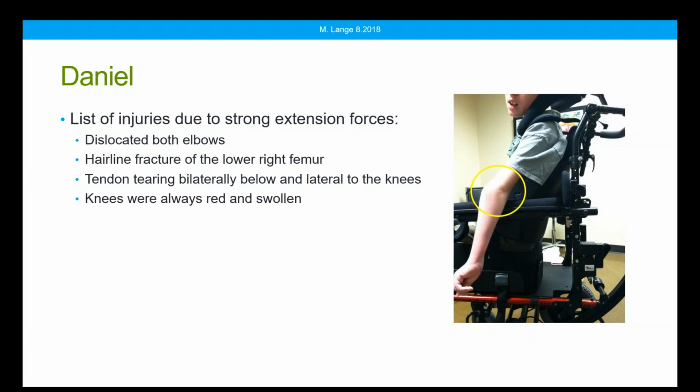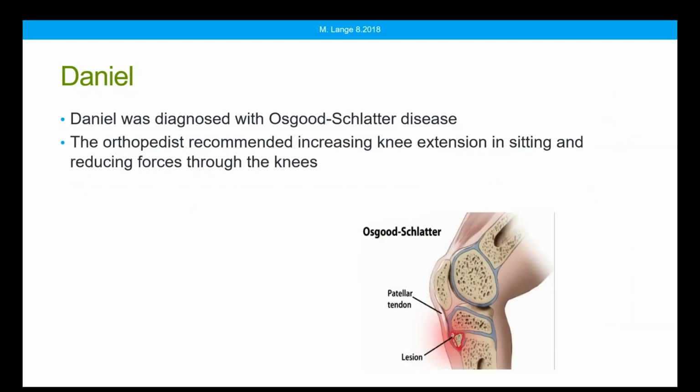And even though Daniel did not indicate that he was in pain, he is nonverbal and uses a speech-generating device, we assume that there had to be definitely a degree of pain going on with all of this. He was diagnosed with Osgood-Schlatter disease, which does make someone more prone to some of these conditions at the knee, to damage around the knee. This was not a good combination to have with the amount of force that he was putting through his knees. His primary diagnosis is cerebral palsy.